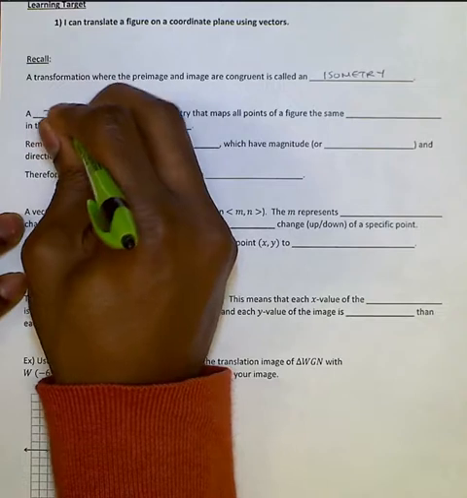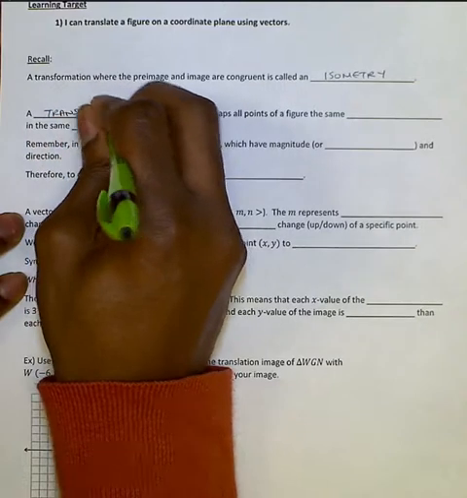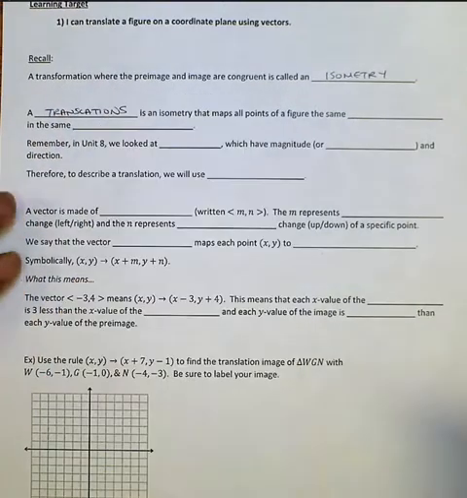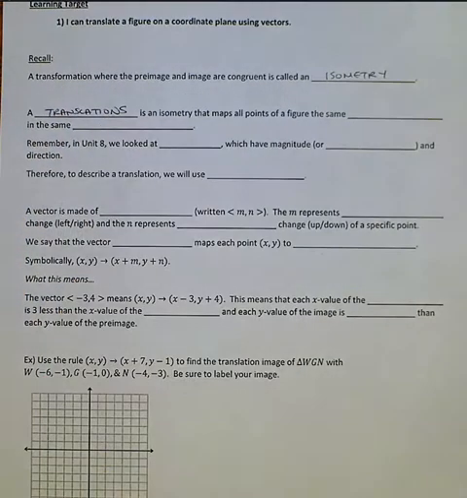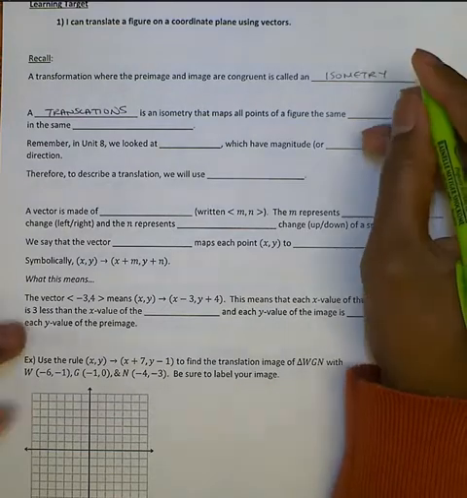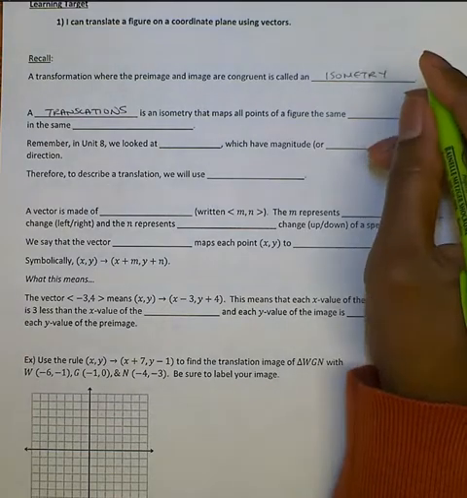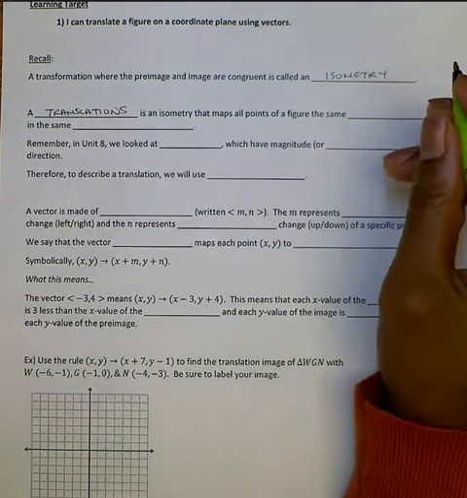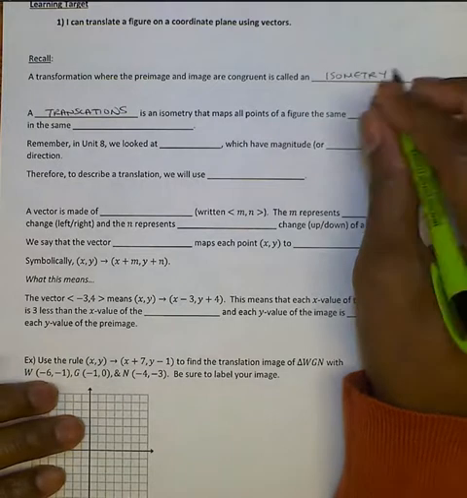And I have a bad habit of saying translations and transformations the same, so I mess up. Sorry. A translation is an isometry that maps all the points of a figure the same distance in the same direction.